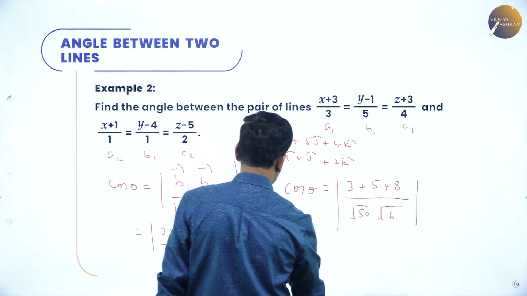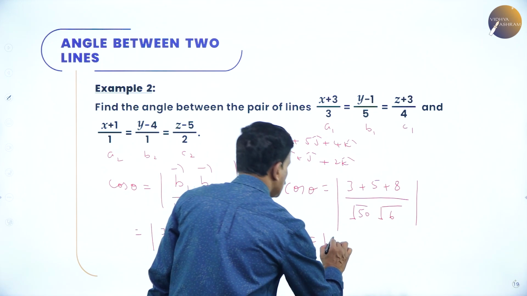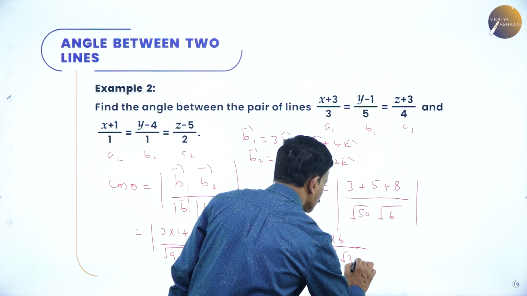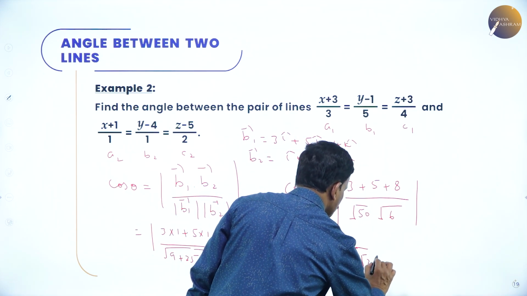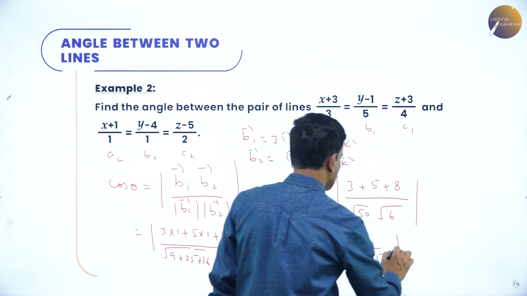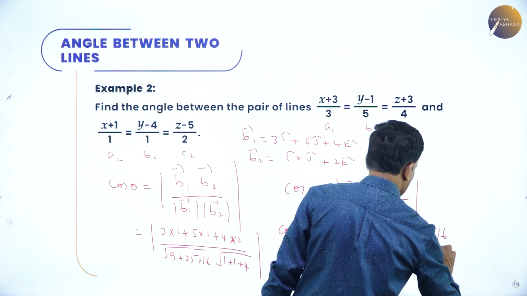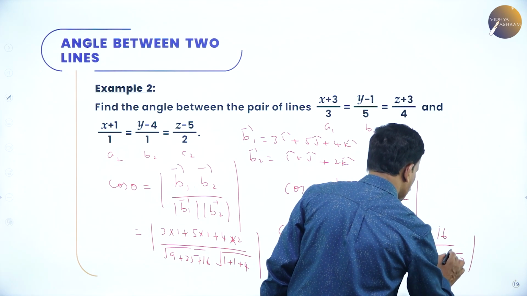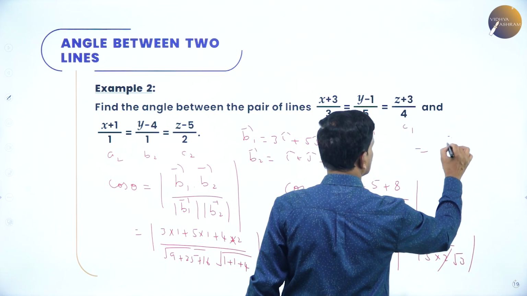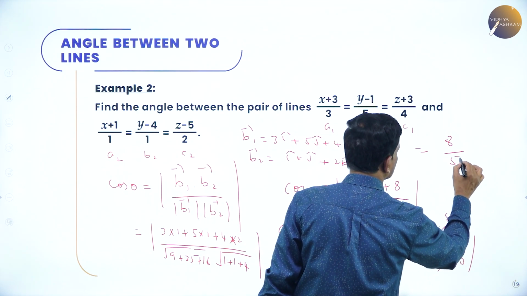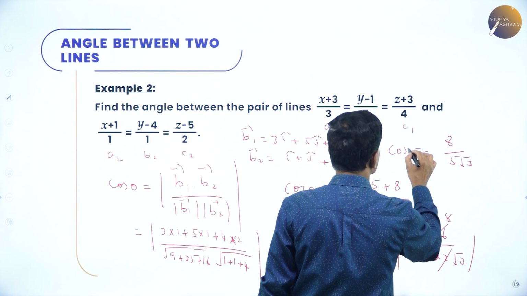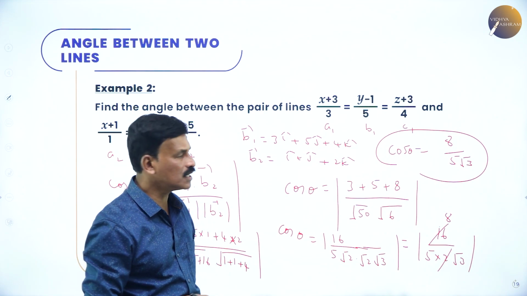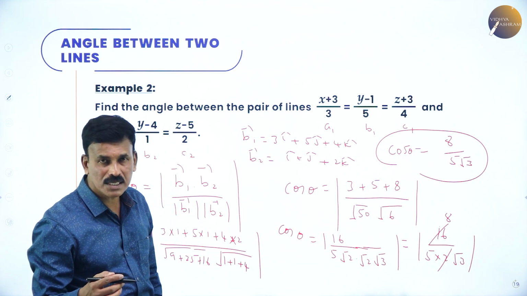So, this can be written as cos theta is equal to 16 divided by square root of 50. 50 can be written as 5 root 2, into root 6 can be written as root 2 into root 3. Now, simplify this. If you simplify this, this is 16 divided by 5 into root 2 into root 2 into root 3. So, this gets cancelled. This is equal to 8 divided by 5 root 3. Cos theta is equal to 8 divided by 5 root 3. If you want, you can rationalize and simplify. That's it. This is the simplified answer.